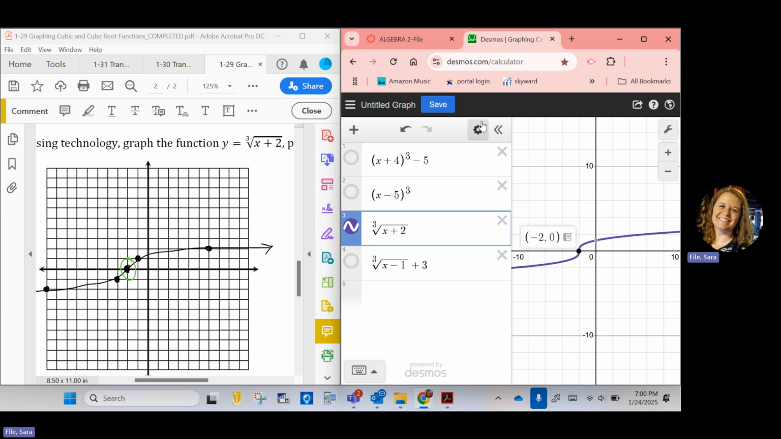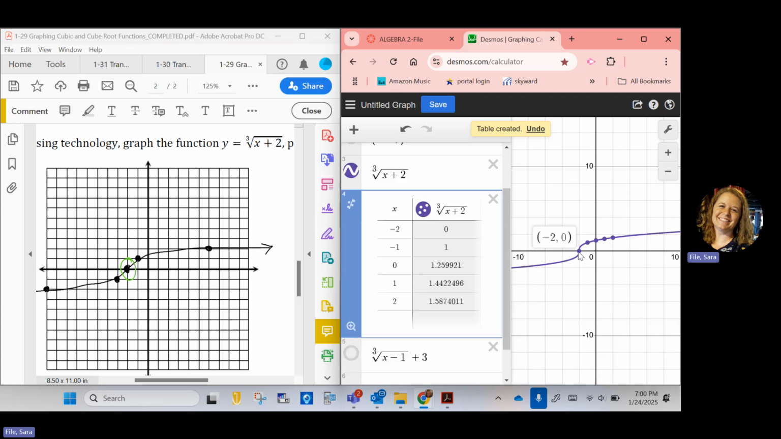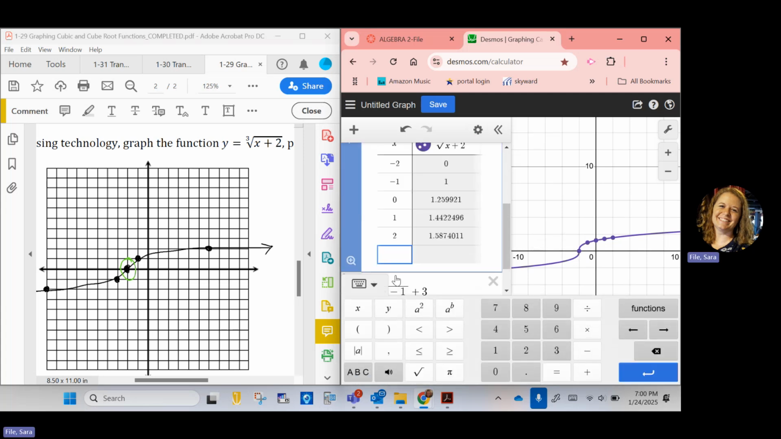So then I want to make a table, and I want that point of inflection in the middle of my table. That point of inflection was where x was -2. So let's try starting at -4. Oh, well, -4 gives a decimal. I'm not going to graph that. Let's try -3. Okay, there's the point of inflection.